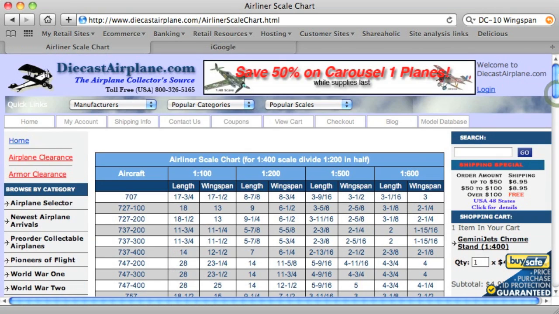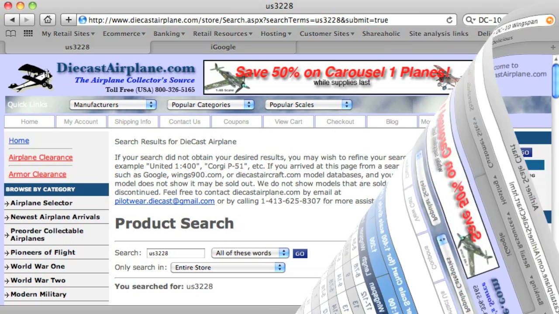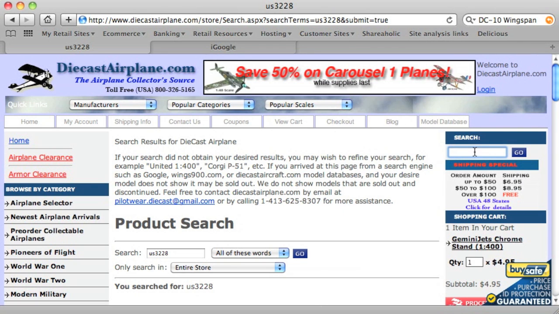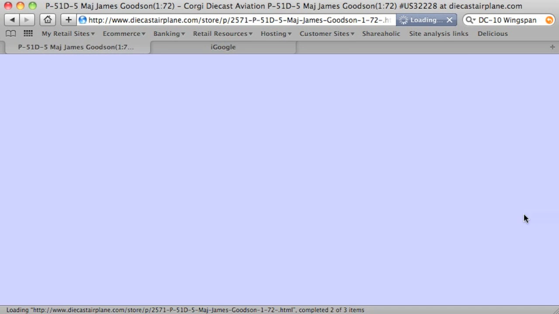We don't have everything there. We also don't have a Warbird scale chart. One of the reasons for this is that we've been trying to add them directly to the model. So I'll take a couple of examples here. We'll look for a Corgi P51 model. I happen to know the part number I'm looking for.